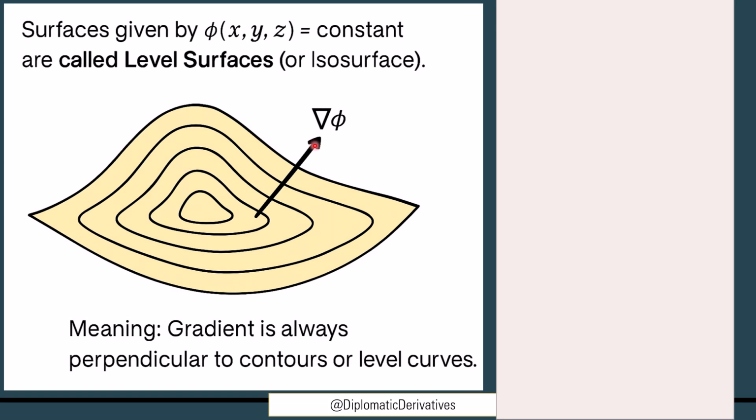Okay, so here now we're looking at a surface. Surfaces given by phi(x, y, z) equal to constant are called level surfaces or isosurfaces. So basically, whether we're talking about temperature, or pressure, or whatever the scalar thing is, the gradient is always perpendicular to contours or level curves. So for example, if you have a piece of paper, the direction of the gradient on that piece of paper for temperature or whatever the scalar is going to be always perpendicular. Okay, this is what it means.